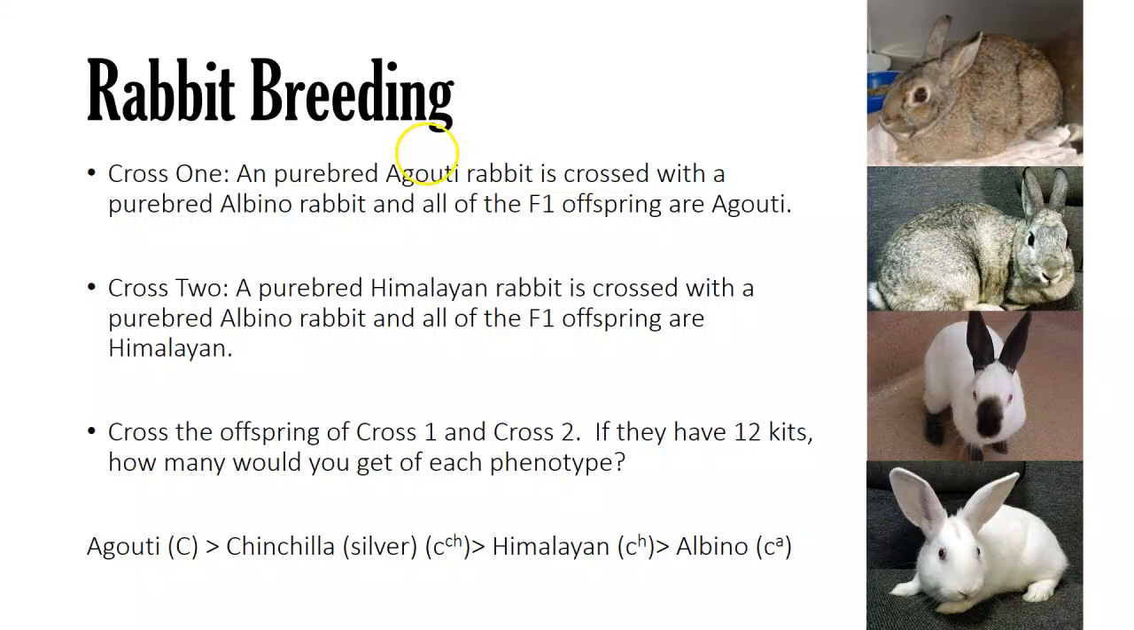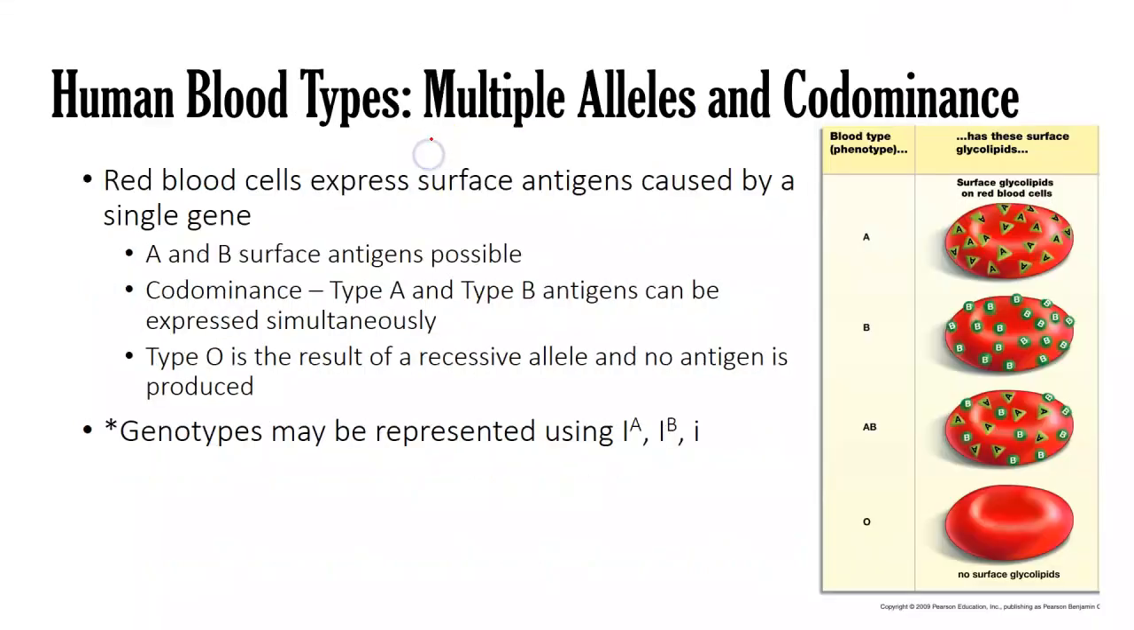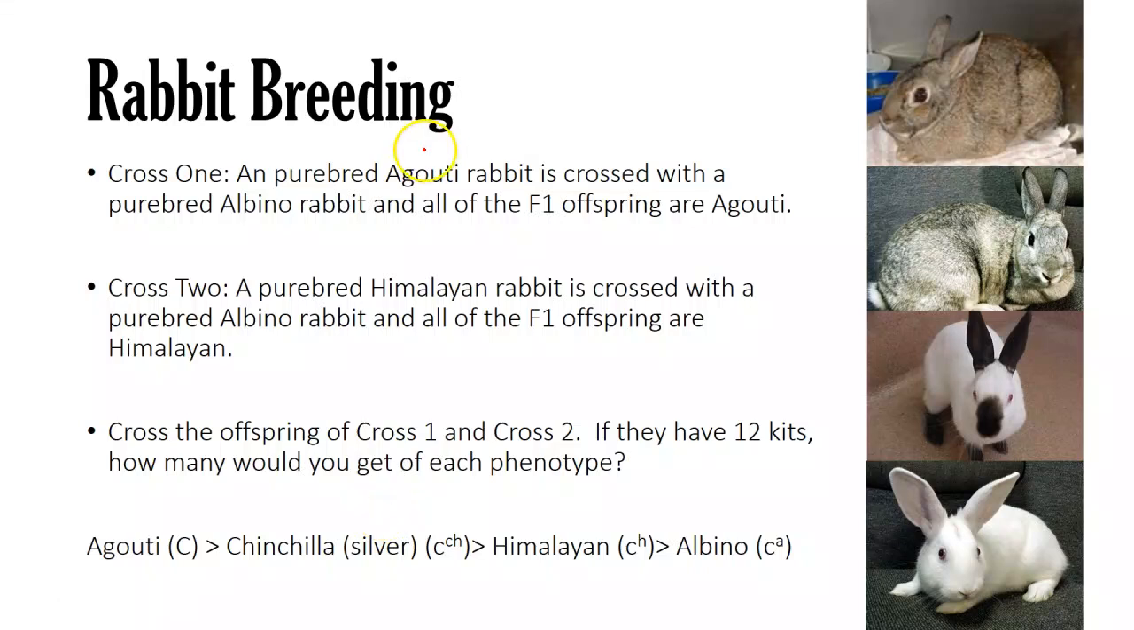Purebred means homozygous, so agouti would be big C, big C, and we're going to cross with an albino rabbit. So this is little c^a, little c^a. And if we set up this cross, each parent can give one allele, not both.